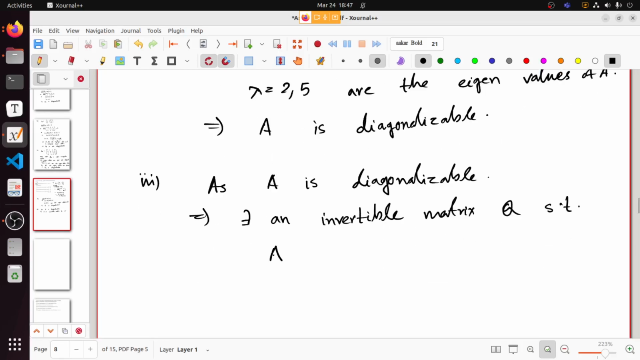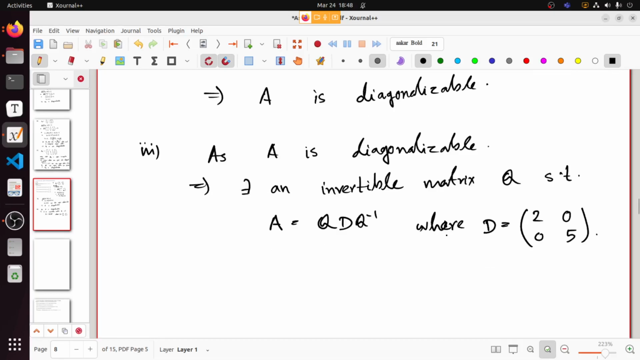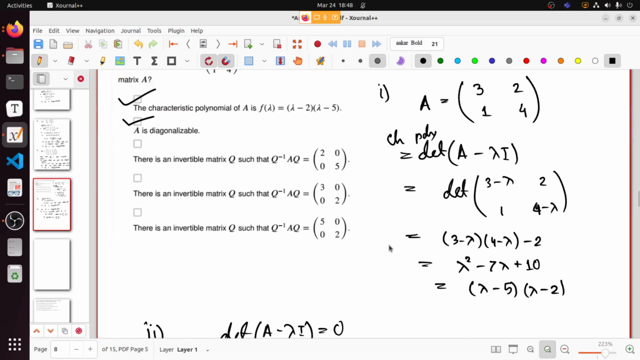A will be Q D Q inverse, where D is the diagonal matrix consisting of eigenvalues, right? [[2, 0], [0, 5]]. Now as Q is invertible, you can multiply both sides by Q inverse and Q, so you get Q inverse A Q equals D, which is [[2, 0], [0, 5]]. So this is option number 3, and option number 3 is correct.